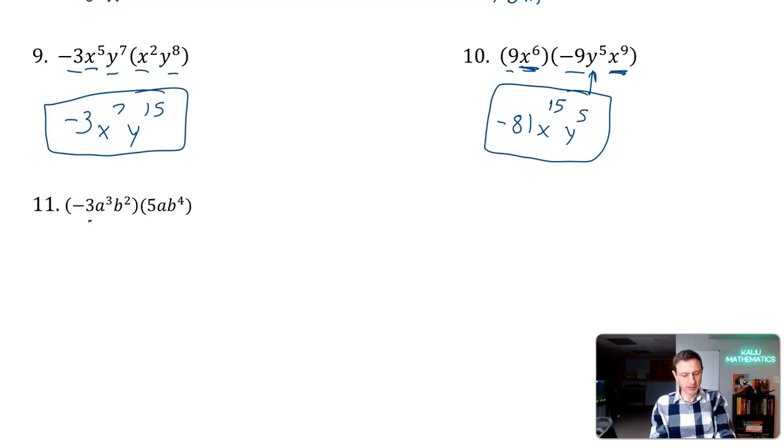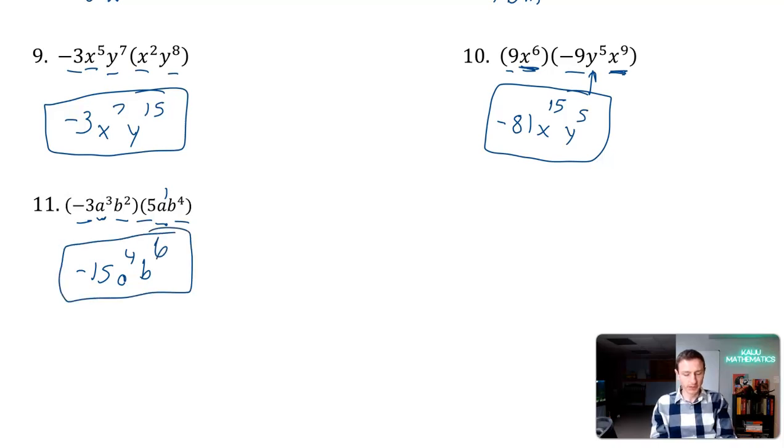Number 11, same thing. Negative 3 times 5 is negative 15. And then we have a to the 3rd times a to the 1st. That's just a, so that's a to the 1st. So that's a to the 3 plus 1 is 4. And then b to the 2nd times b to the 4th. 2 plus 4 is 6. So negative 15, a to the 4th, b to the 6th.